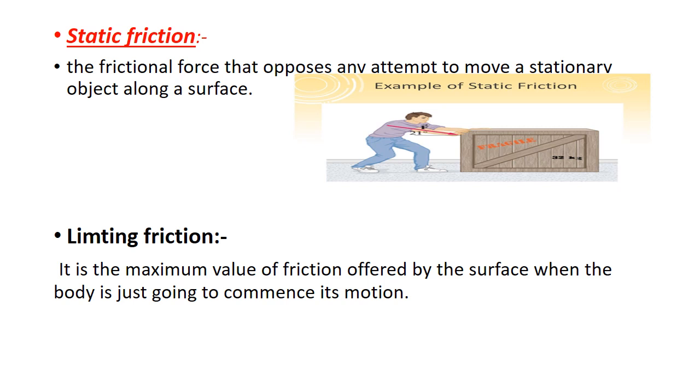Now the next is limiting friction. Now I have applied a certain amount of force on this body. Suppose that initially 2 Newton, 3 Newton, 4 Newton, I am going up to 30 Newton of force. When I am applying 30 Newton of force on this body, what I am observing now is that the body is just going to commence its motion.